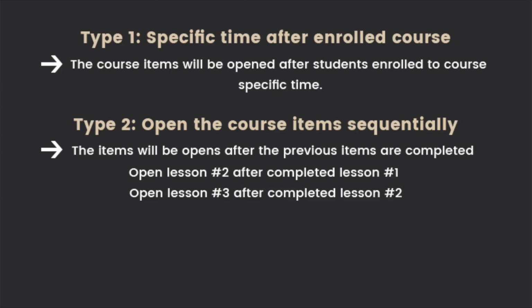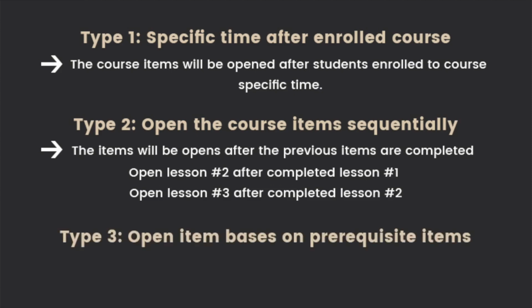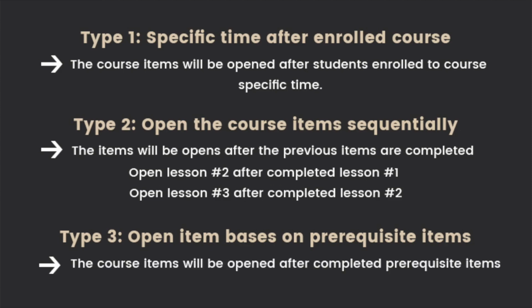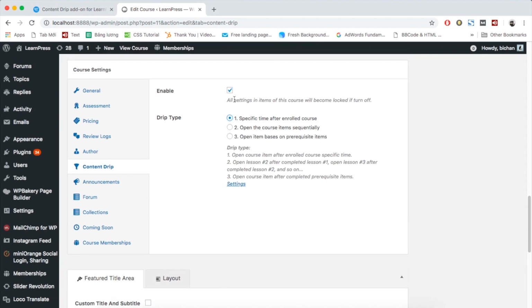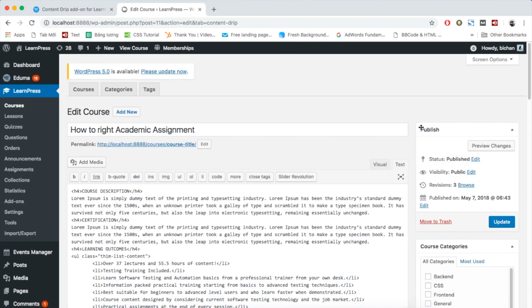Open lesson number 3 after completing lesson number 2, and so on. Type 3: Open items based on prerequisite items. This means the course items will be opened after completing prerequisite ones. For example, I will choose type 1, Specific time after enrolled course. Then, scroll up to Update Settings.